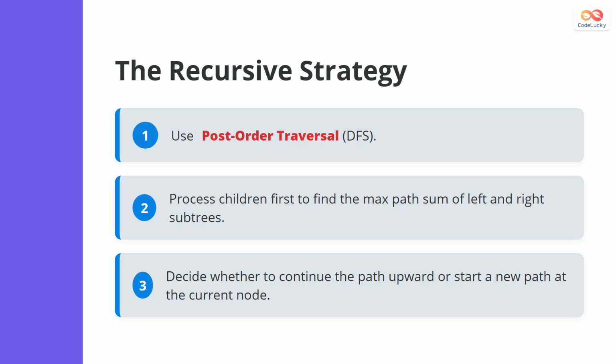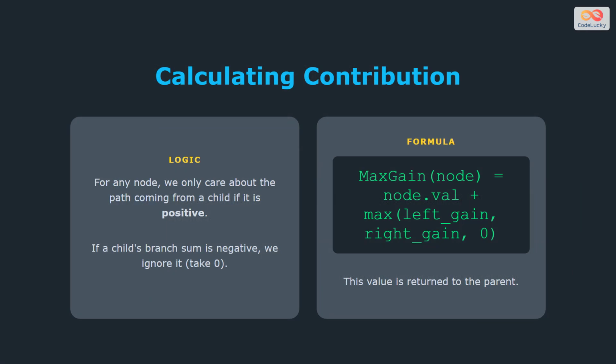To solve this efficiently, we use a recursive approach, specifically a post-order traversal. We dive down to the leaves and work our way up, making decisions at each node based on the data returned from its children. For every node, we calculate the max gain it can contribute to its parent. The rule is simple. If a child's branch contributes a negative sum, we ignore it by treating it as 0. This ensures we never reduce our path sum unnecessarily.